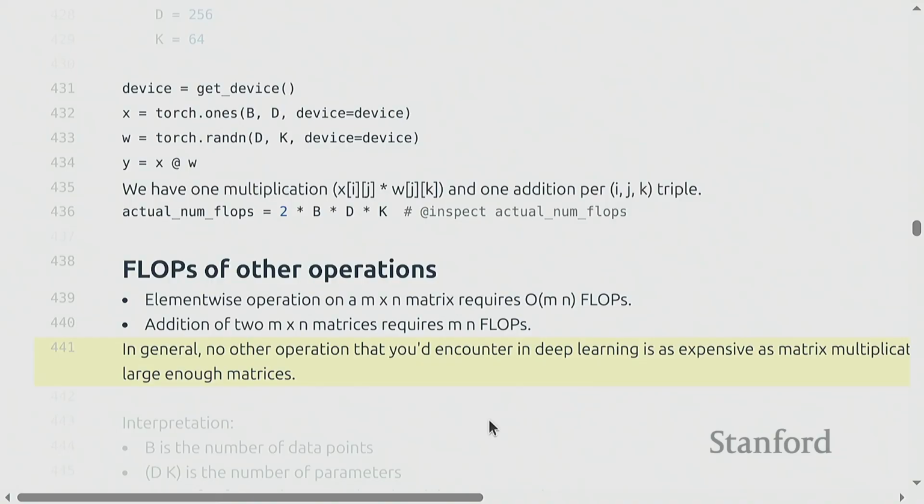Okay. Any questions about this number? 2 times the product of the 3 dimensions. This is just a useful thing. Would the algorithm of matrix multiplication always be the same? Because the chip might have optimized it. They not always correlate with the same.